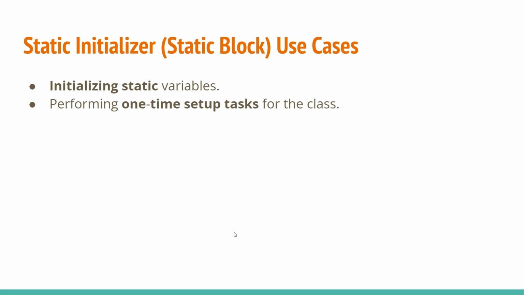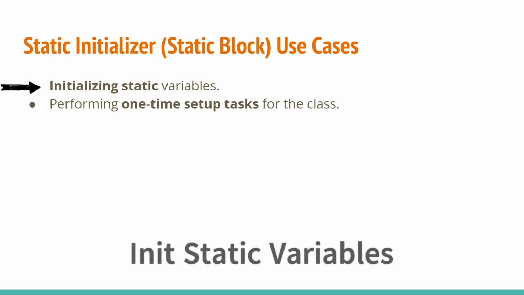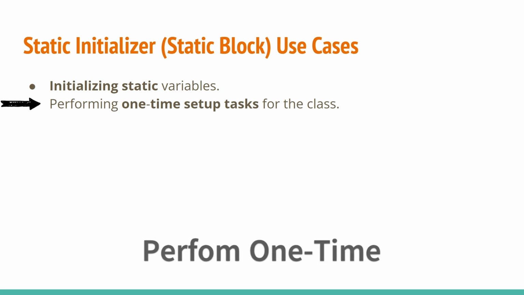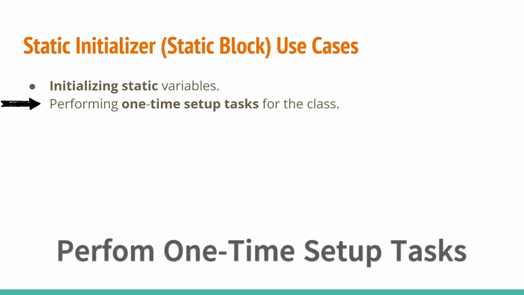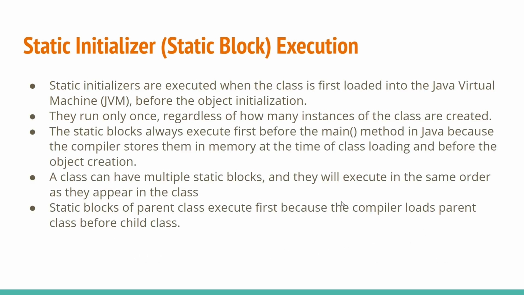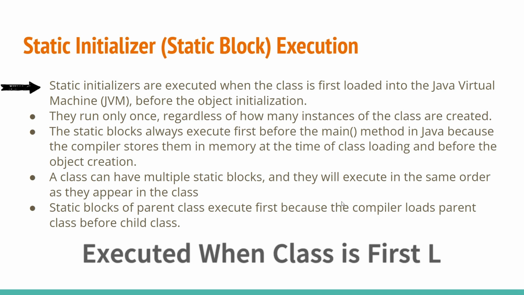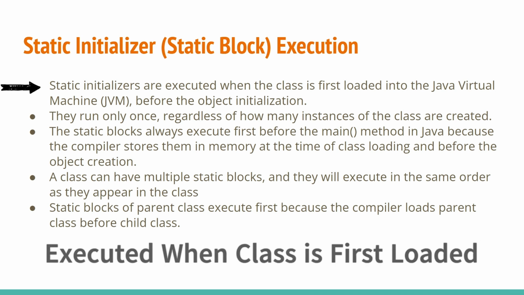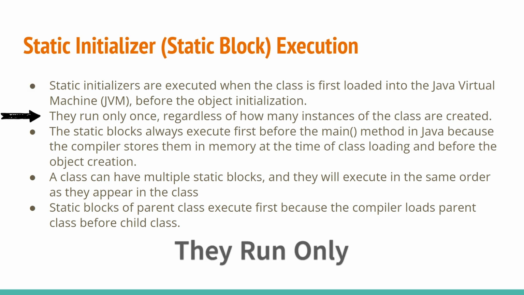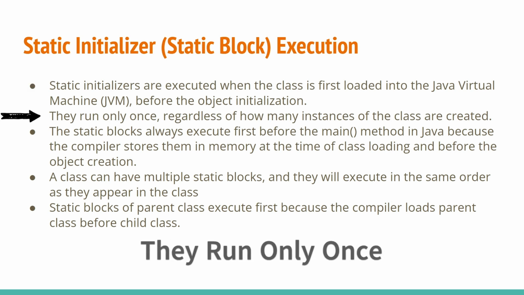Let's look at static initializer. It is also called a static block. Let's look at use cases. If you want to initialize static variables or perform one-time setup tasks for the class, then you can use a static initializer. Static initializers are executed when the class is first loaded into the JVM, before the object initialization. They run only once regardless of how many instances of the class are created.